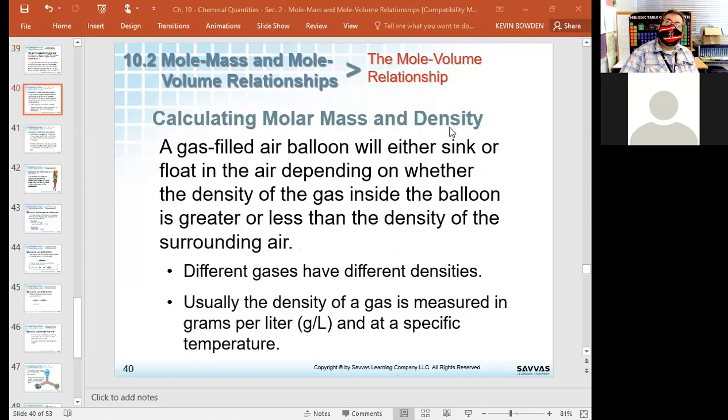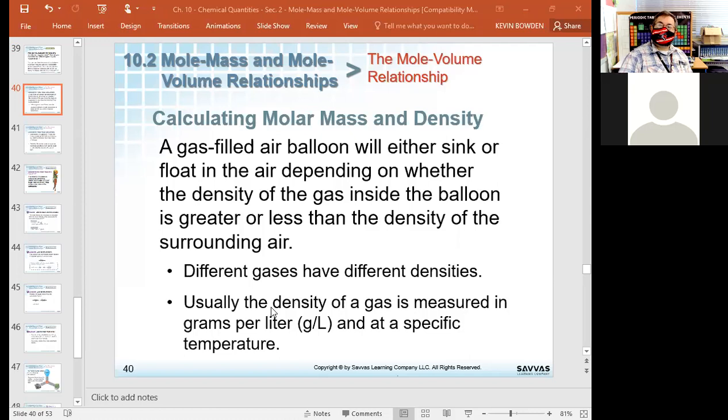A lot of people have trouble with the idea of density, but what it is, it's a ratio. Just like molar mass is a ratio, and even the volume of a mole is a ratio. It's always 22.4 liters per mole, as it's written over there on the board, circled. That's a ratio. Anytime you have a per, a division line, that is a ratio. It's just that the denominator is 1 to make math easy. Density. So if I have a gas-filled air balloon, it will either sink or float depending on whether the density is greater or less than the density of the surrounding air. So I've gone over that already.